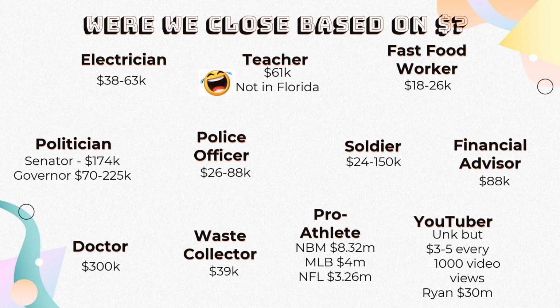And then the YouTuber is unknown because you can make literally $3 as a YouTuber in 1 year. But Ryan, that 9-year-old, he might be 10 now, I don't know, but he made $30 million, right? And he's the highest paid. So it's $3 to $5 every 1,000 video views you get. And then you can only start monetizing your YouTube channel, I think, once you have 1,000 subscribers and like 4,000 watch hours or something crazy, right? So some people make nothing.